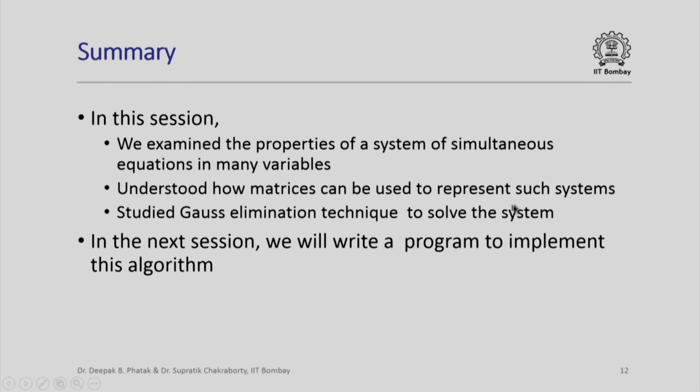In summary then, in this session we have examined the properties of a system of simultaneous equations in many variables. We have understood how matrices can be used to represent such systems, and in particular we have studied the Gauss elimination method of reducing the coefficient matrix to an upper triangular form so that the system can be solved very easily. In the next session we will attempt to write a program to implement the Gaussian elimination technique.